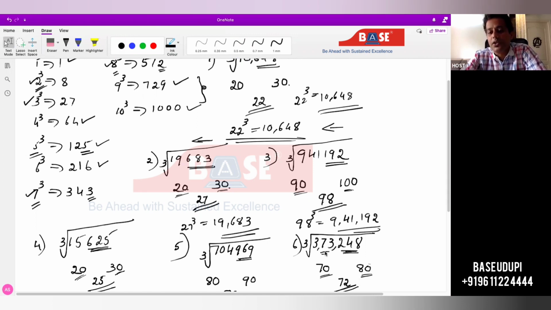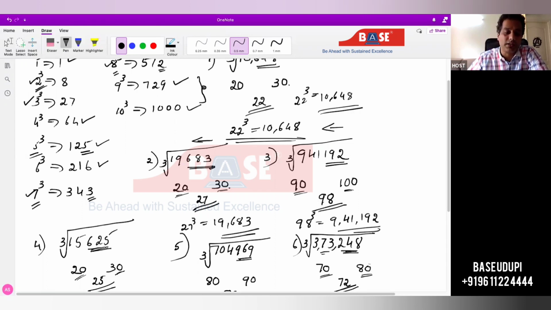Last step is you need to look at the last digit of the number. Last digit of second example, 3. So answer should end with 7. Is it ending with 7? Yes. Here last digit of this number is 2. Answer ending with 8. Any number ends with 2, answer should end with 8.